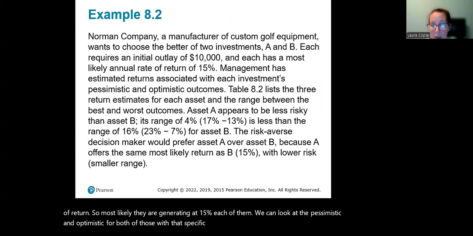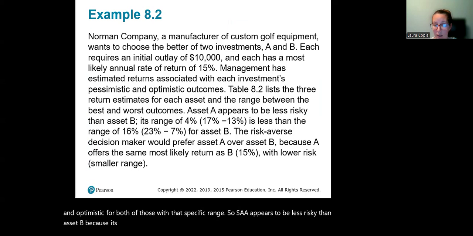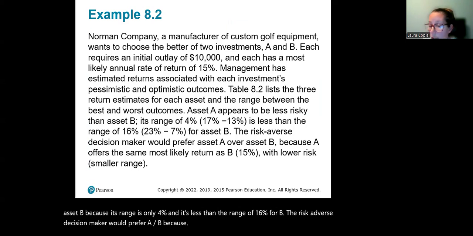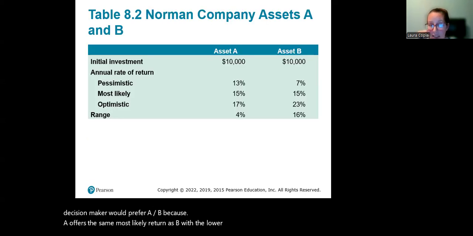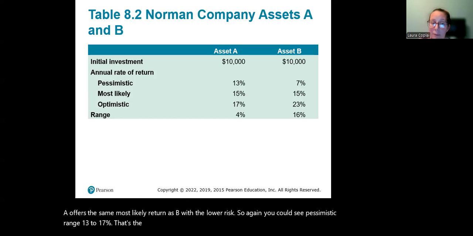So asset A appears to be less risky than asset B because its range is only 4%, which is less than the range of 16% for B. The risk-averse decision maker would prefer A over B because A offers the same most likely return as B with the lower risk. So again, you can see pessimistic to optimistic range 13 to 17%. That's the range of 4%. For B, it's 7 to 23%, so the difference is 16%.